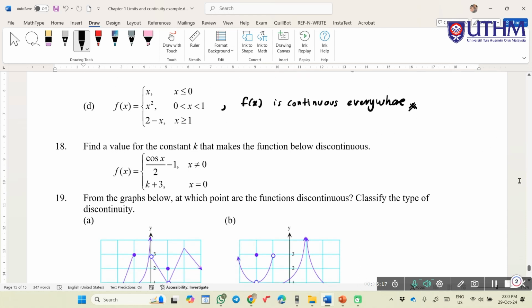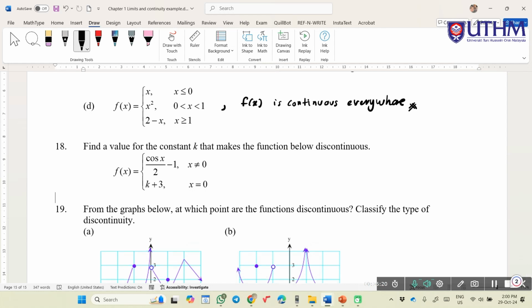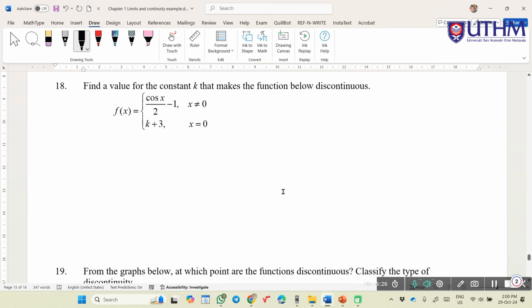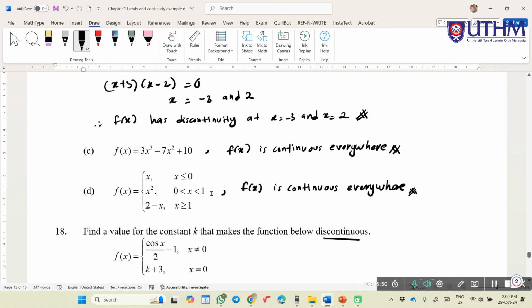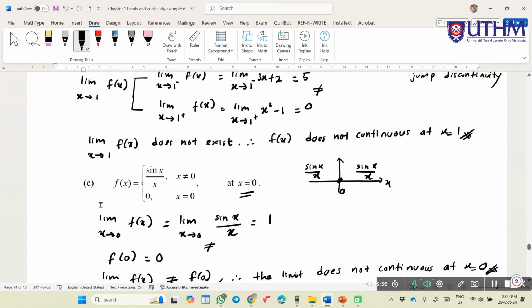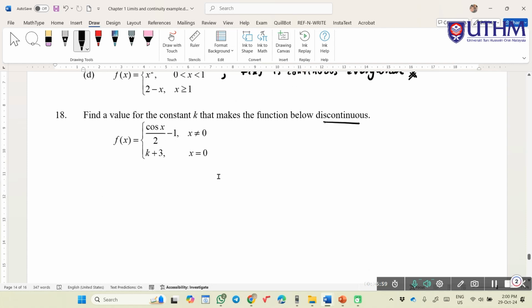So for example 18, find the value of the constant k that makes the function below discontinuous. So where is k? k is here. For this function to be continuous, we look at the limit. This question is the same pattern as the piecewise function in example 16c, so you can check my solution there.